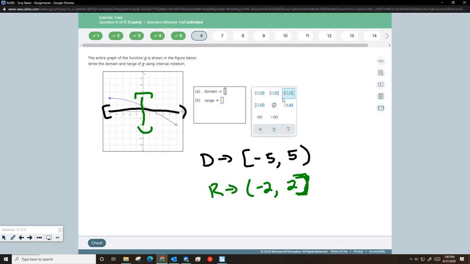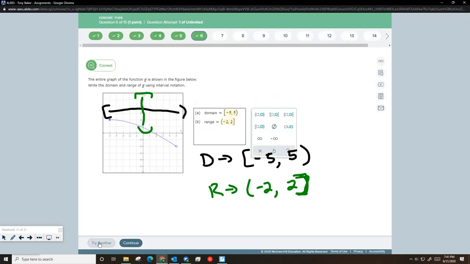So bracket, parentheses. We can use the keys here, and you just have to tab, and it puts the comma and everything else for you there. And that one, so -2 to 2. Do be careful on the brackets and the parentheses because it will mark it wrong if they're not right, and you'll have to do more of the topics.